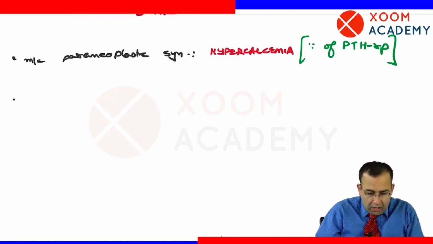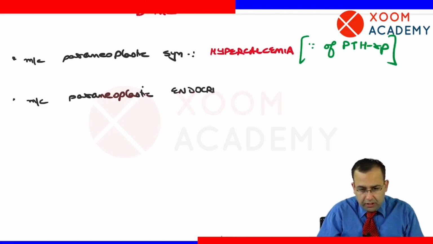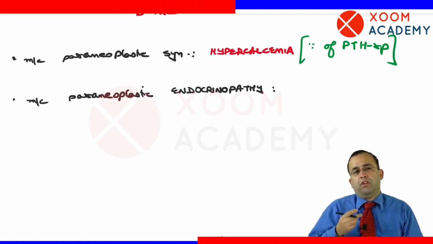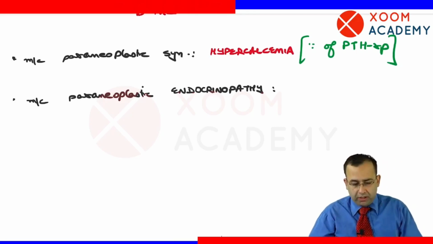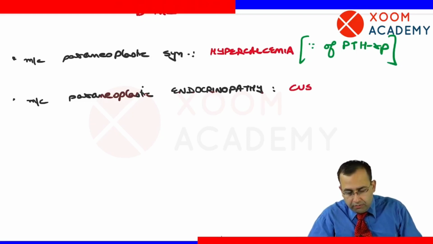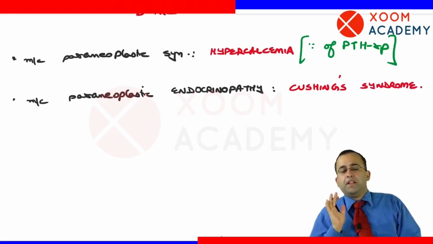Next point, most common paraneoplastic endocrinopathy, that is, the endocrine problem associated with paraneoplastic syndrome. The most common paraneoplastic endocrinopathy is Cushing's syndrome, due to ACTH.